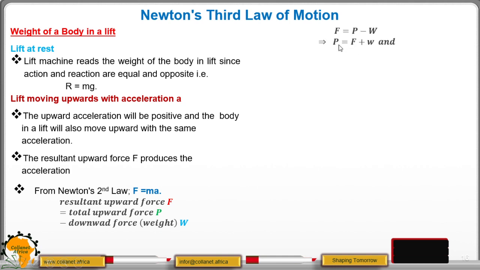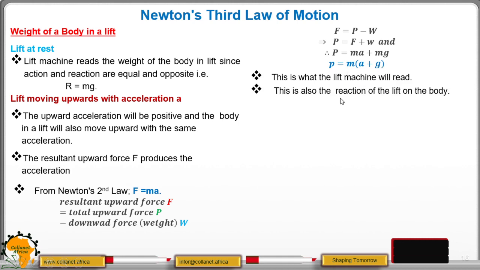So we make P the subject of the formula, which implies that P equals F plus W. But we know that F equals ma, from Newton's second law, and the weight is mg. So substituting these values in our equation, P equals ma plus mg. But again here we see that m is common, so we can factor it out. Therefore, our total upward force will be given by m(a + g). And this is what the machine will read, and also it is the reaction of the lift on the body.